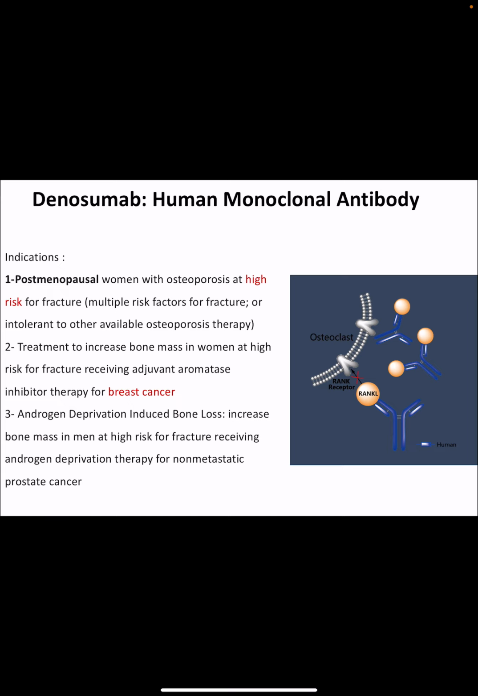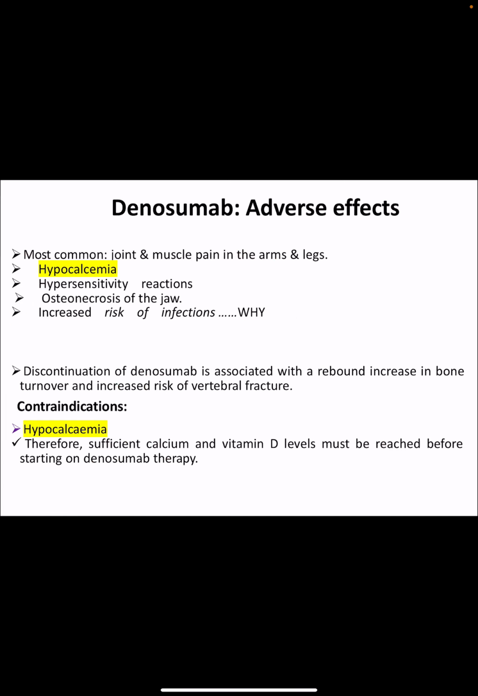Most common is hypocalcemia, hypersensitivity reactions. Okay? There's a high risk of infection for those patients. This is because this ligand is also expressed on immunological cells, which makes it more efficient, more active. Having it absent will affect the cell maturation of dendritic cells.